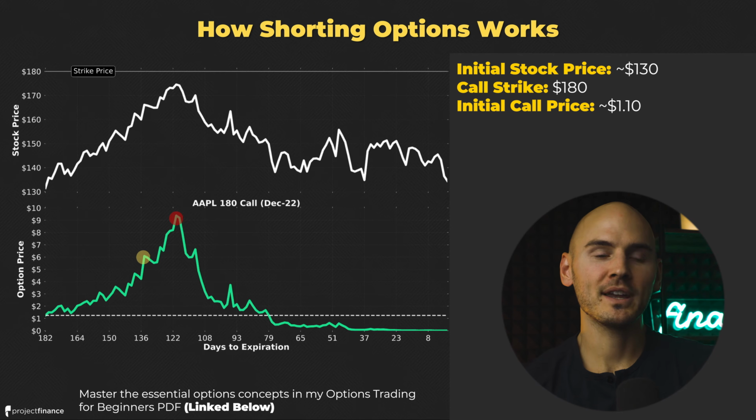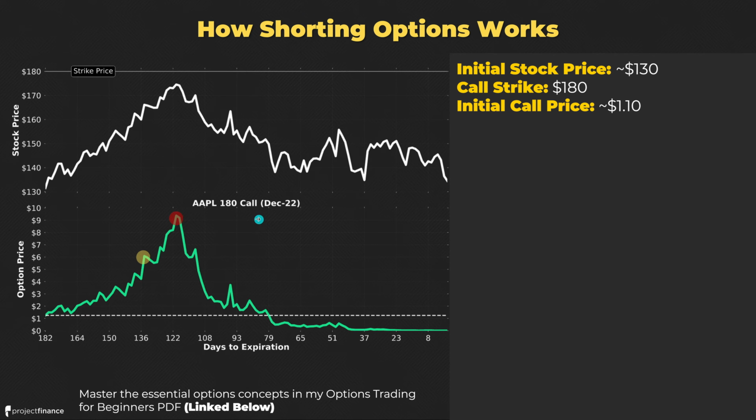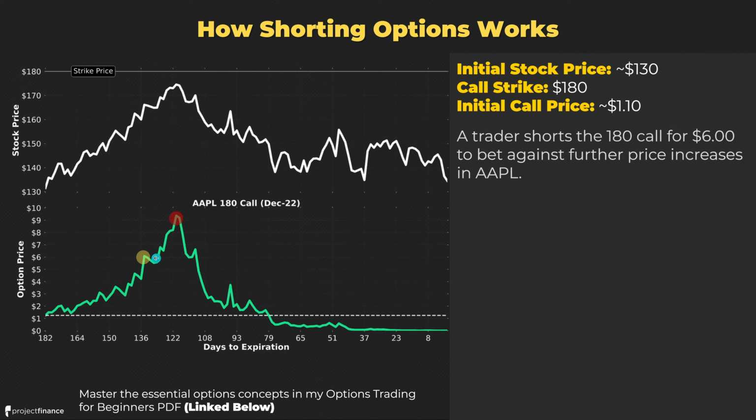Here's an example of a call option in Apple. So here we have a 180 strike call option in Apple with an expiration of December 2022. We can see that the option's price went from $1 to over $9 when Apple's price went from $130 to $175. Let's say a trader wanted to bet against the price increase of Apple, and they did so by shorting a call option. Let's say they shorted the call option here when it was $6. Therefore, they would have collected $600 into their account. But as we can see, the option price went up to over $9.